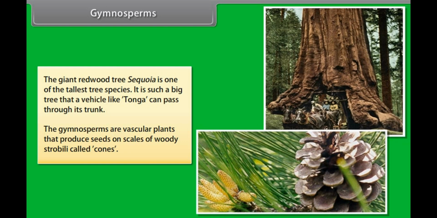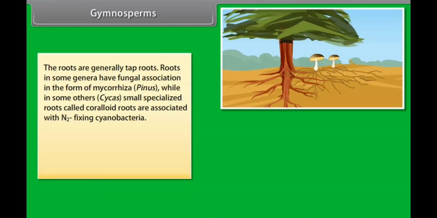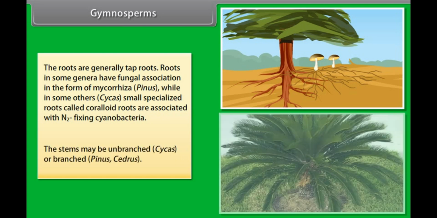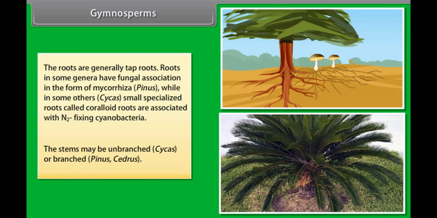The gymnosperms are vascular plants that produce seeds on scales of woody strobili called cones. The roots are generally taproots. Roots in some genera have fungal association in the form of mycorrhiza, for example Pinus, while in some others, such as Cycas, small specialized roots called coralloid roots are associated with N2-fixing cyanobacteria. The stems may be unbranched, as in Cycas, or branched, as in Pinus and Cedrus.